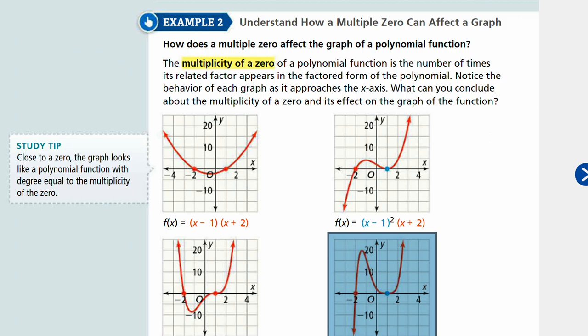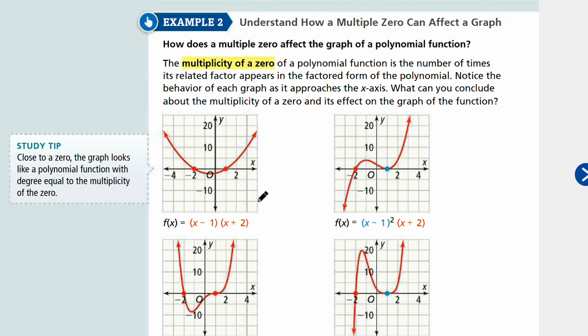The multiplicity of a zero of a polynomial function is the number of times its related factor appears in the factored form of the polynomial. Notice the behavior of each graph as it approaches the x-axis. What can you conclude about the multiplicity of a zero and its effect on the graph of the function?